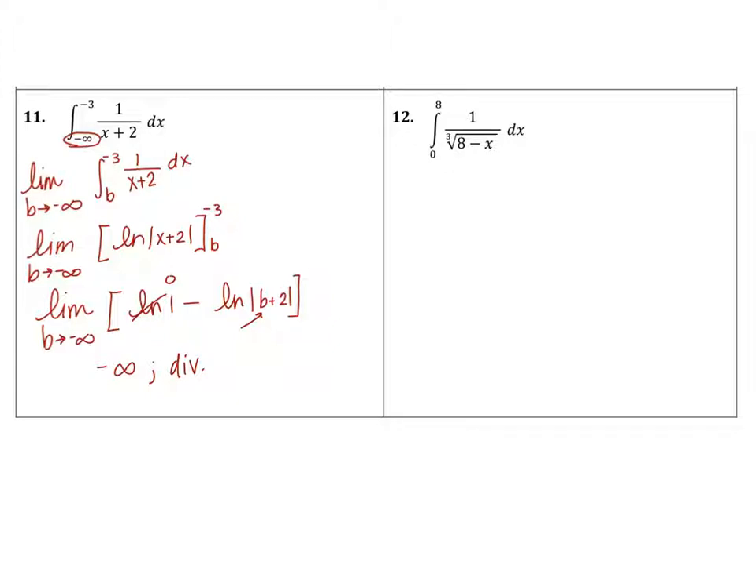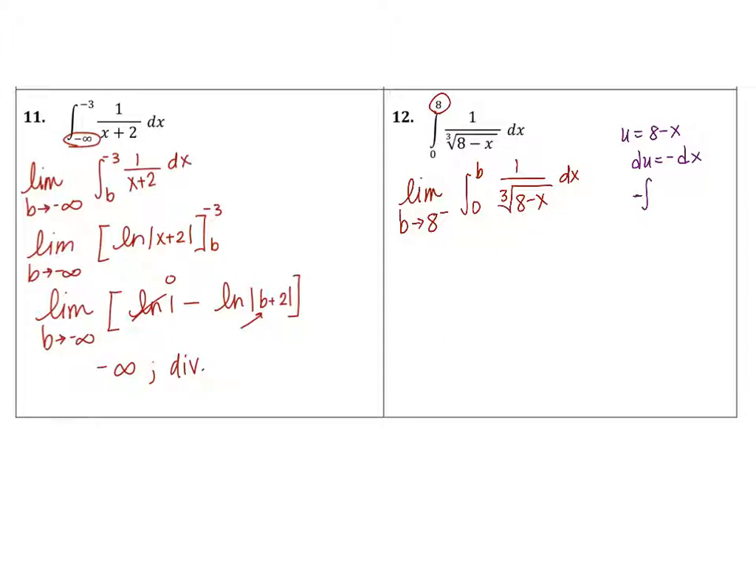Right, number 12. Let's see, it looks like if I plug in 8, I'm going to generate a 0 in the denominator. So I'm going to go through and say the limit as b approaches 8 from the left, the integral from 0 to b of 1 over the cube root of 8 minus x dx. This looks like it might be a U-substitution, so I'm going to come over here to the side and let u be 8 minus x, so then du is going to be negative dx. And so when I integrate, I've got that negative there.